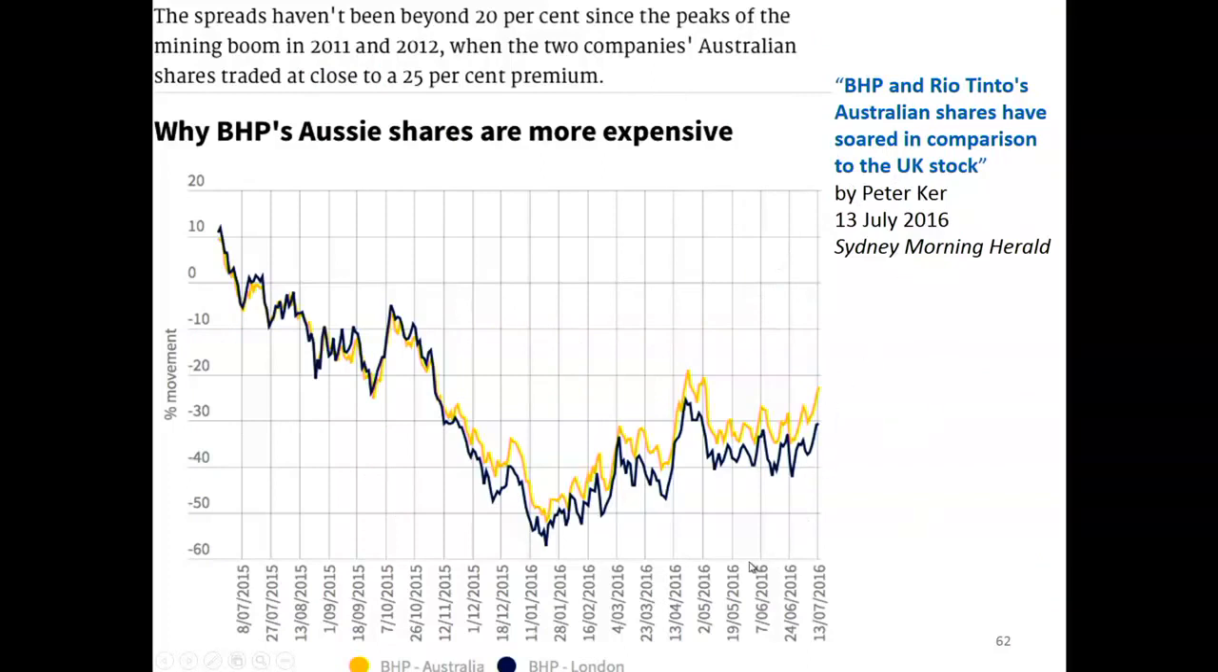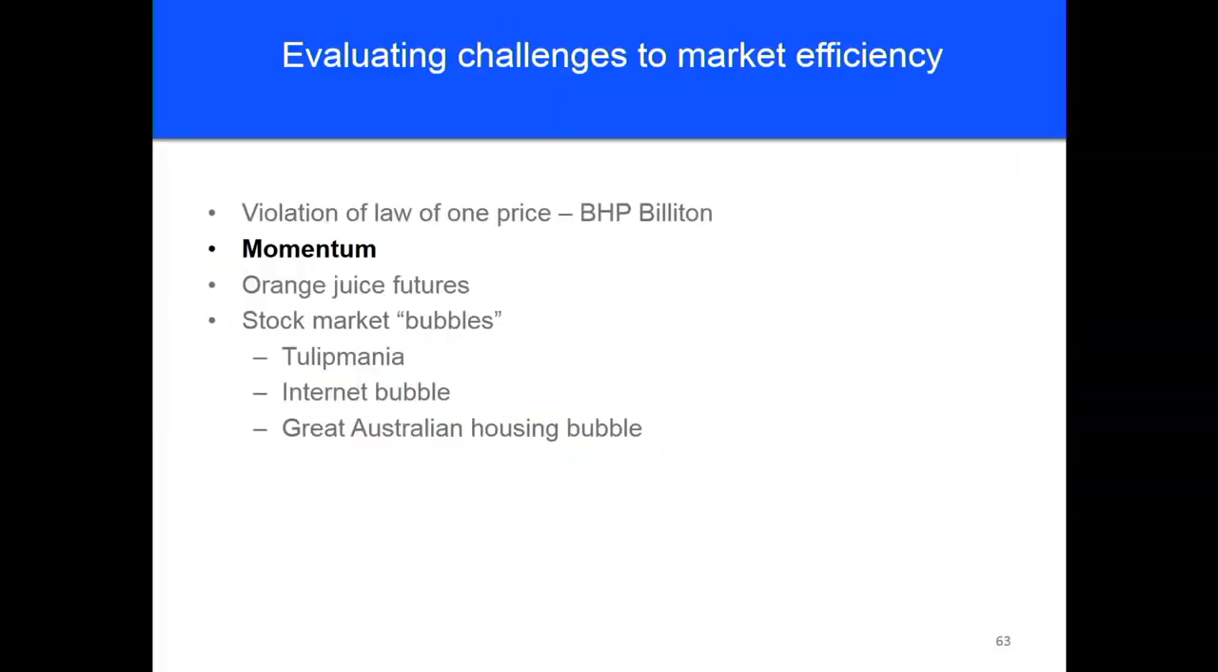So the question is, why don't the arbitrage people get this right? Why, if there's one price and there's arbitrage in the market, why don't they simply converge? So that's the violation of the law of one price. And that's one example in the Australian context, but there are several other examples in different markets.